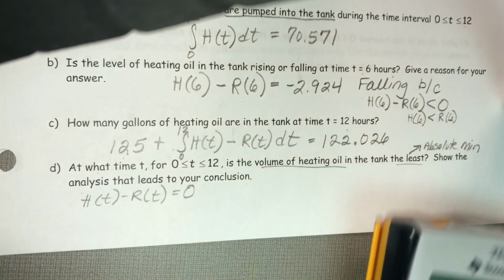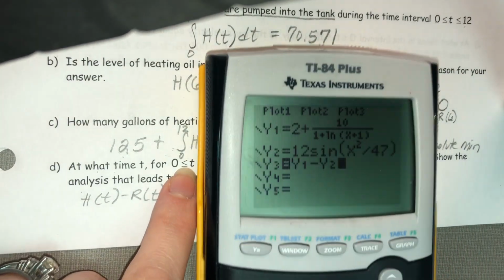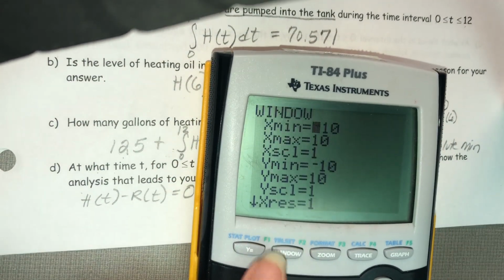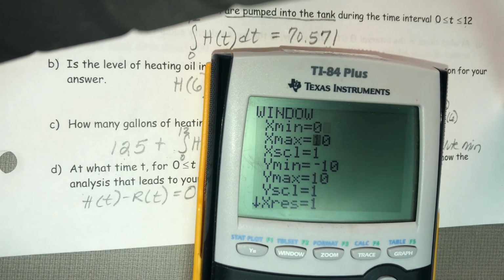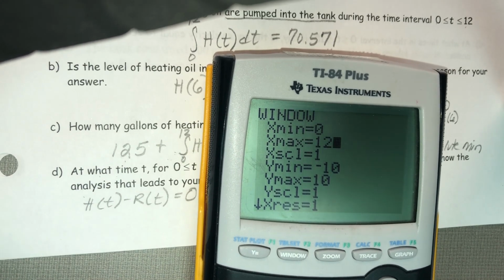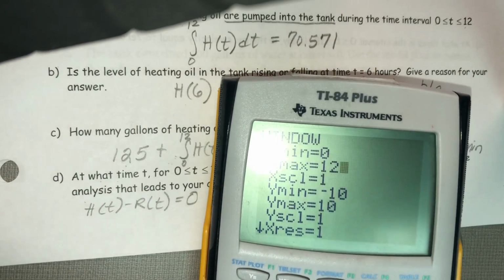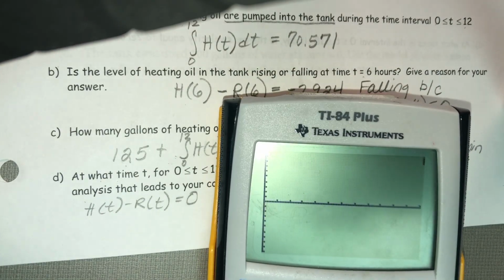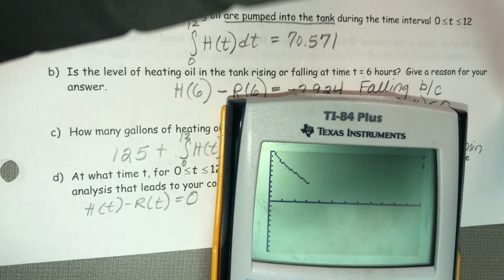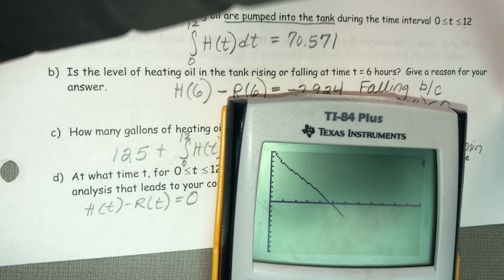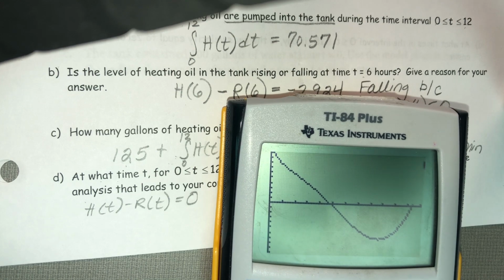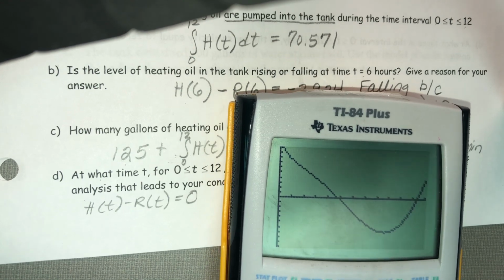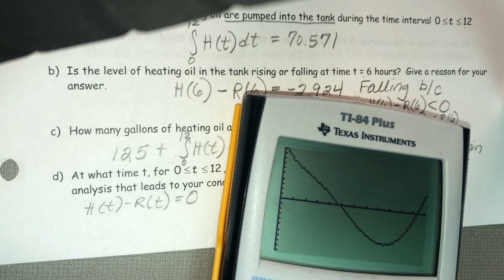So I'm talking about from 0 to 12 here. So I'm going to go into my window and say my x-min should be 0 and my x-max should be 12. And I'm going to hit graph. And I'm looking for where this is 0. So there's one, there's another. The x-intercepts are what I'm looking for. So I want to find those.